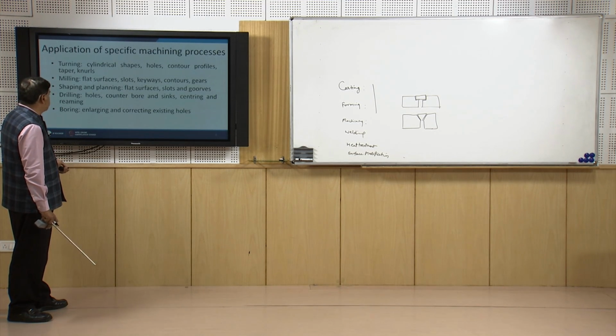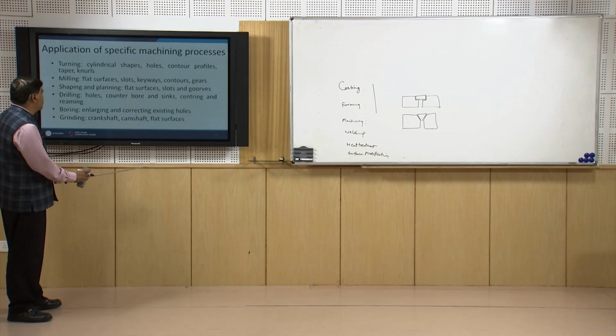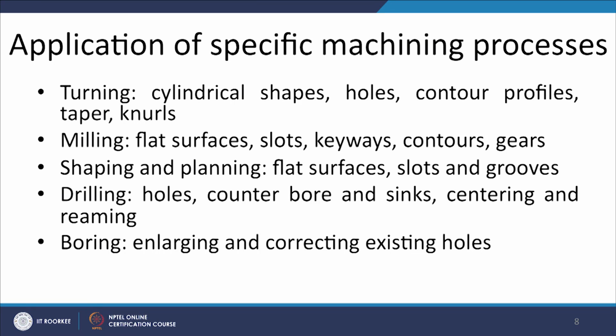diameter is achieved through boring, and grinding is used for achieving the desired surface finish and dimensional control, and is mainly used in the process of manufacturing of the crankshaft, camshaft and flat surfaces.